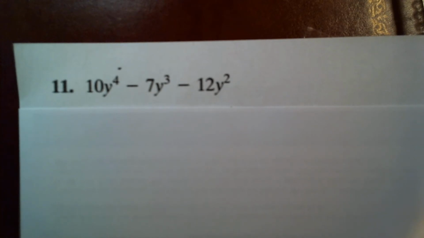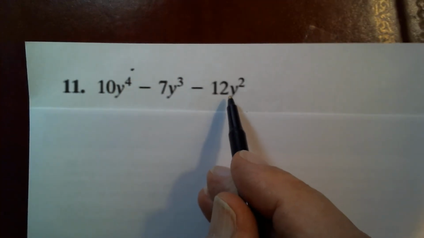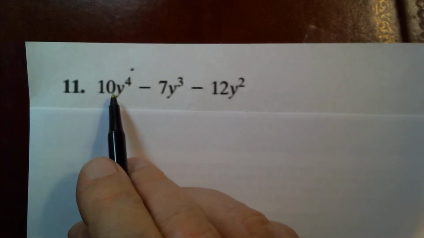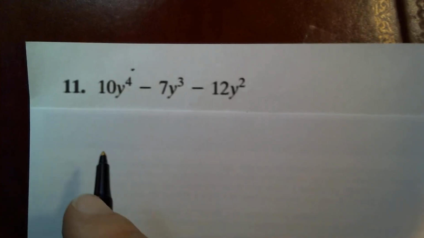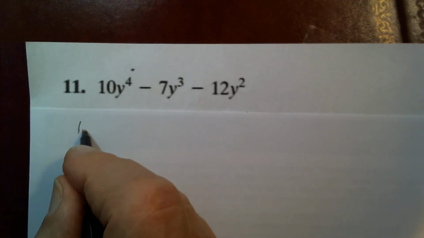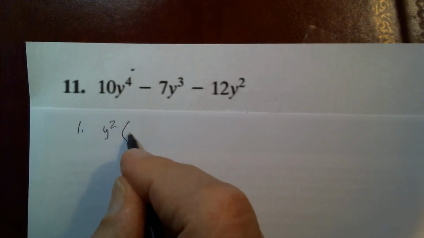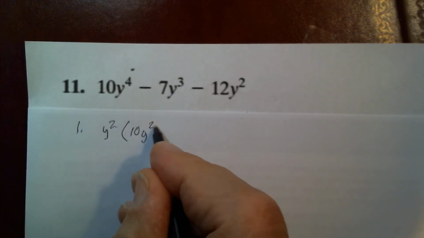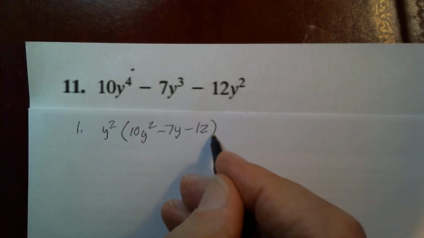Here's another trinomial that we're supposed to factor. And when you look at it, you realize that y squared is the greatest common factor to each of the terms. There are no greatest common factors among the coefficients. So as step number 1, we factor out a y to the second power. So y squared times 10y squared minus 7y minus 12.